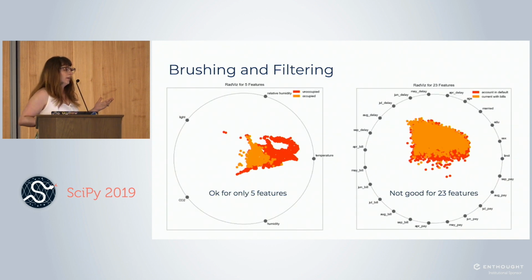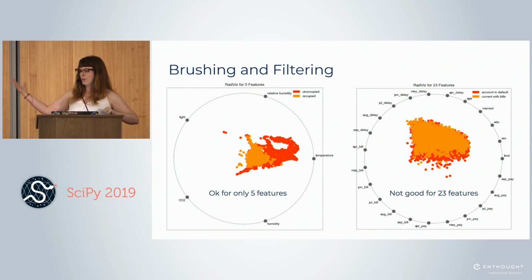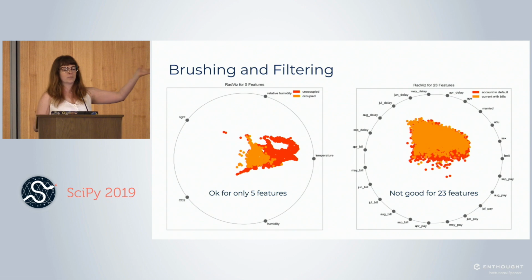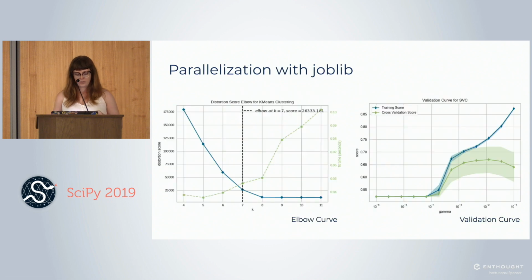Another example is using tools like brushing and filtering. What we're looking at here is a radial visualization plot, which works really well when you only have a few features. But as you scale the number of features, it becomes less and less interpretable, and that obviously doesn't work very well. So if we could brush on some of the features and brush them off, that would be a quick way to scale insight as features grow.